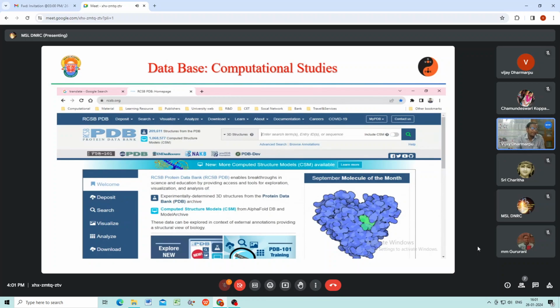These are the databases we have. The Protein Data Bank, there are a lot of proteins there. See, in our world we suffered in 2020 with COVID, and the vaccine for that COVID virus came within months. How is it possible? Without any tests, without any trial runs, we just took that vaccine. How? That is possible by computational studies.